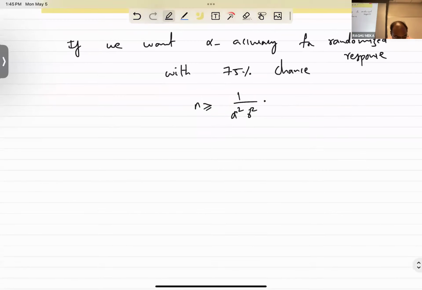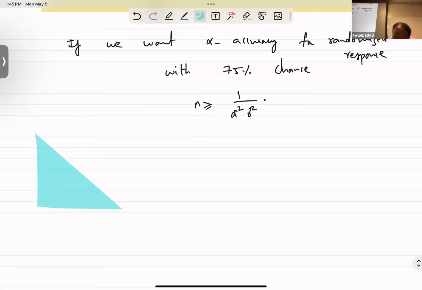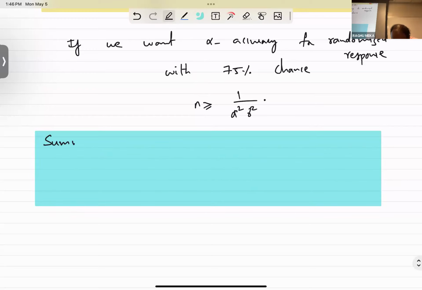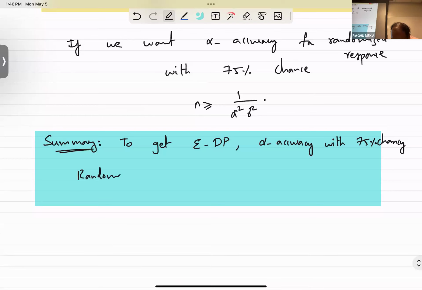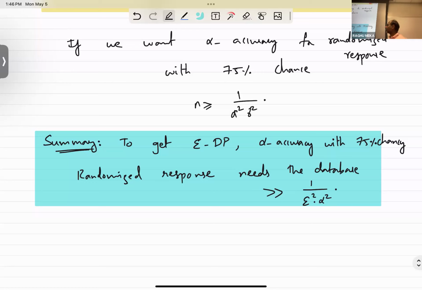And so in other words, to get epsilon differential privacy and alpha accuracy with 75% chance, randomized response needs the database to be something like 1 over epsilon squared alpha squared, with some big constant. So if epsilon is 0.01 and my alpha is like 0.1, then this is a pretty big number. Until my database becomes that big, I cannot do much.